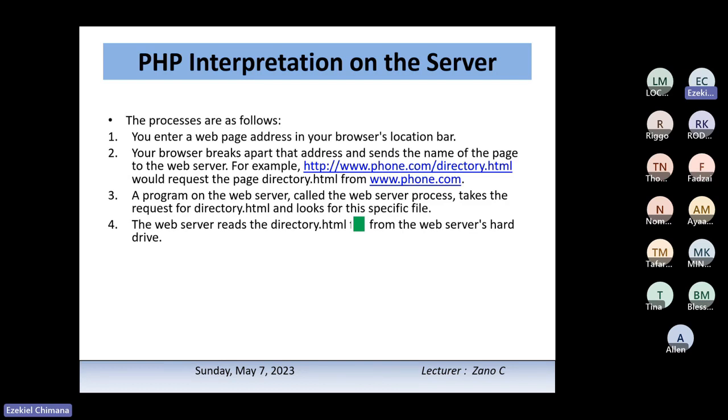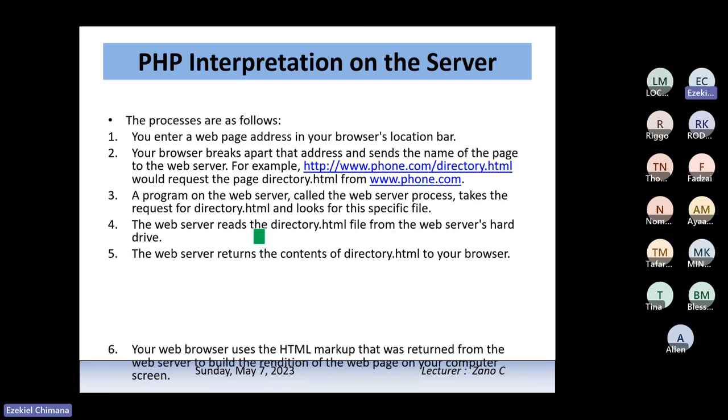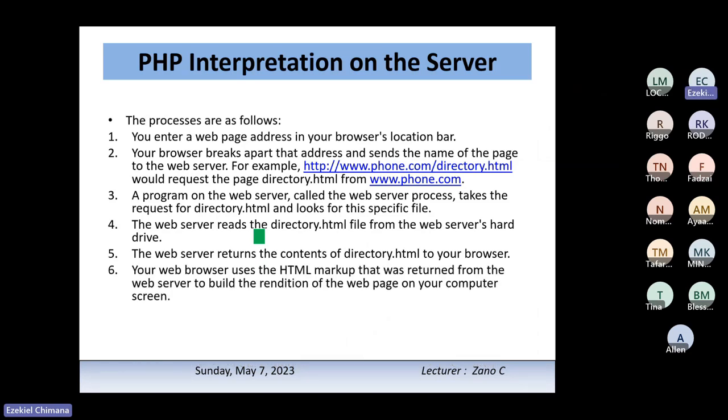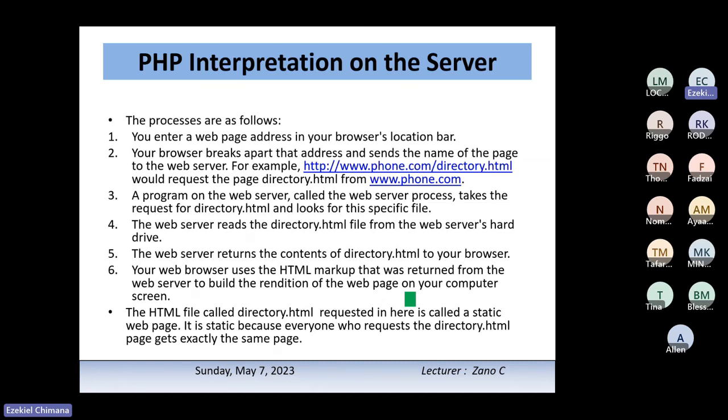And after that, the web server reads the directory file from the web server's hard drive. And after that, the server returns the contents. And then your web browser uses the HTML markup that was returned from the web server to build the rendition of the web page on your computer screen, just like that. So the HTML file called directory.html requested in here is called a static web page. It is static because everyone who requests the directory.html page gets exactly the same page.